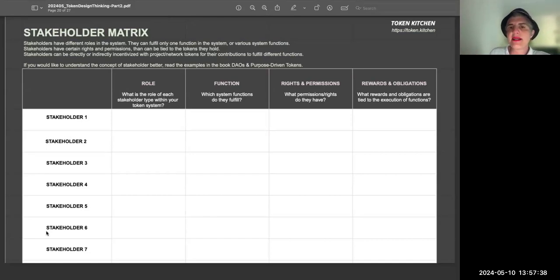And then based on the functions that you identified before, which system functions do they fulfill? Content contributors, content creators in a decentralized social network upload content or provide content to the system, hopefully content that's relevant to the content consumers and content curators. Otherwise, you don't have a minimum viable community. This is talking about minimum viable communities here. We don't have hard measures, right?